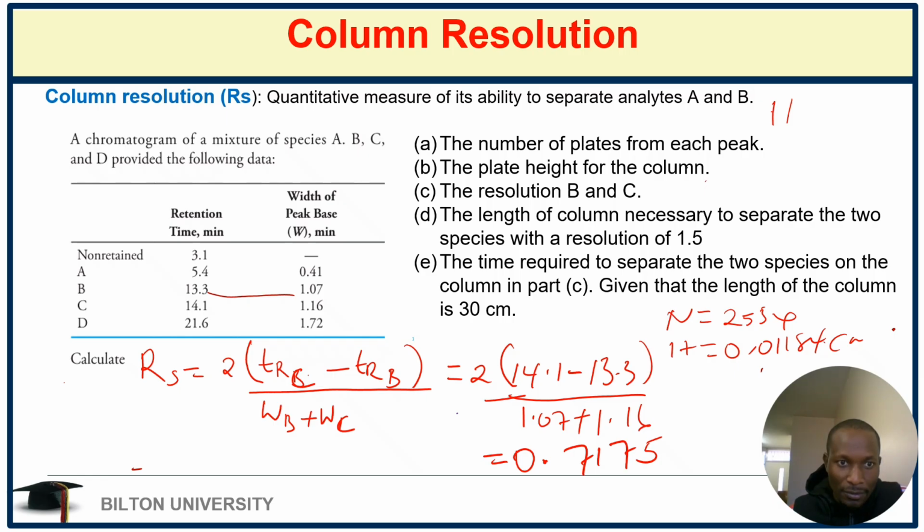You can do it even for B and A, and even D and C, even between C and A, and even D and B, you can do that. So that's how we calculate the column resolution in part C.